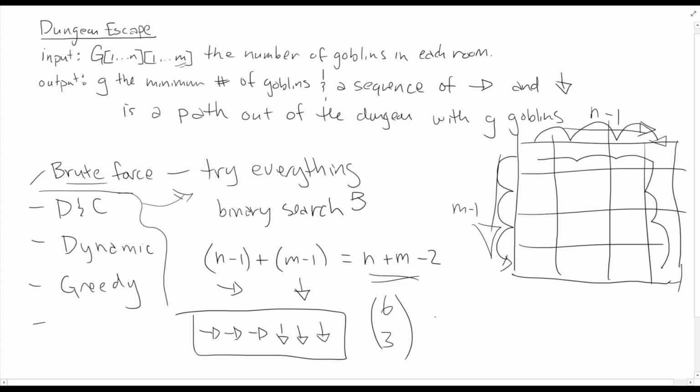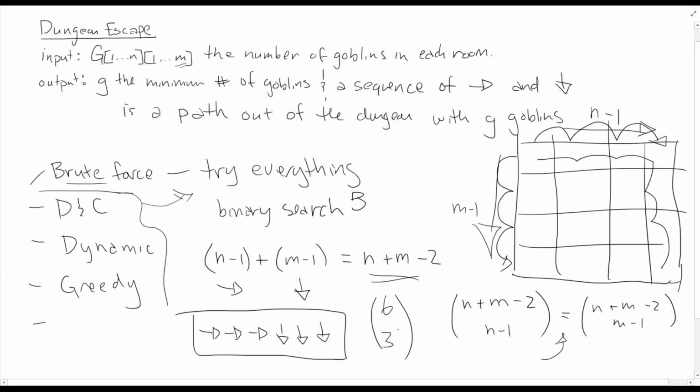Or, moving to our more general case, we're getting n plus m minus 2 all choose, now here 3, what was 3? 3 was how many downs we had, or how many rights we had. So n minus 1. This is actually going to be equal to n plus m minus 2 choose m minus 1. Go ahead and verify that yourself if you like. Those are indeed equal.